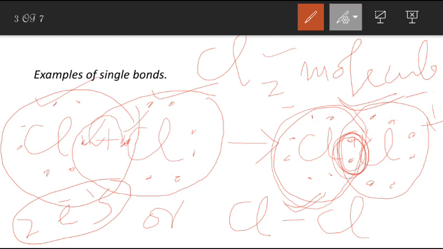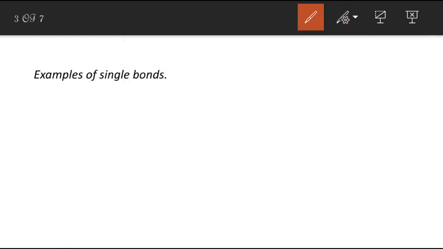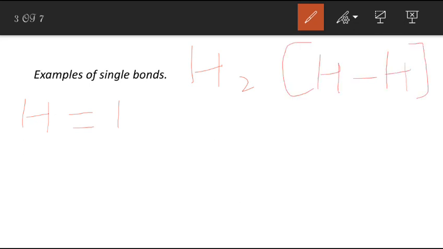Now I will show you the next example. Hydrogen molecule. It is also diatomic in nature. So how does it form? Why does it need to form a hydrogen molecule? Because as you know, hydrogen's atomic number is 1. It contains how many hydrogen atoms? 2. They are arranged in this way: H, single bond, H.